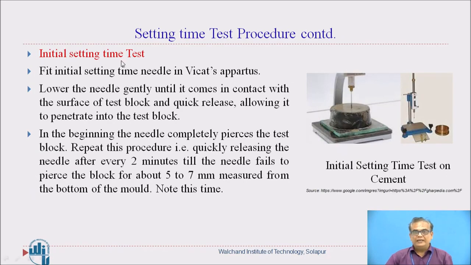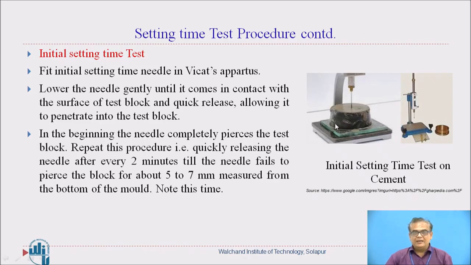Now for the initial setting time test, what is done? The needle of initial setting time, whose cross section is 1 mm square, is fitted here in the Vicat's apparatus, and now it is brought in contact with the surface of the mold and released quickly. Once it is released, initially this needle will penetrate completely, remember, because cement is wet, right?